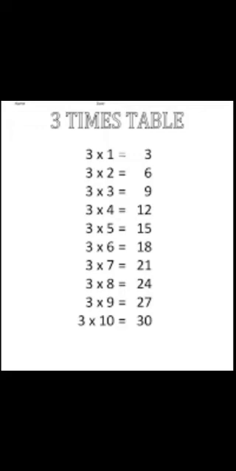So let's repeat one more time. 3 1s are 3. 3 2s are 6. 3 3s are 9. 3 4s are 12. 3 5s are 15. 3 6s are 18. 3 7s are 21. 3 8s are 24. 3 9s are 27. 3 10s are 30.